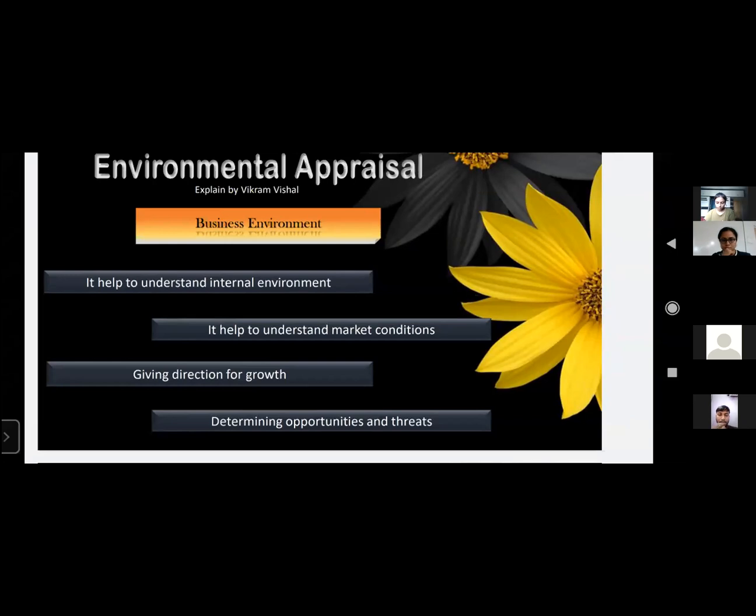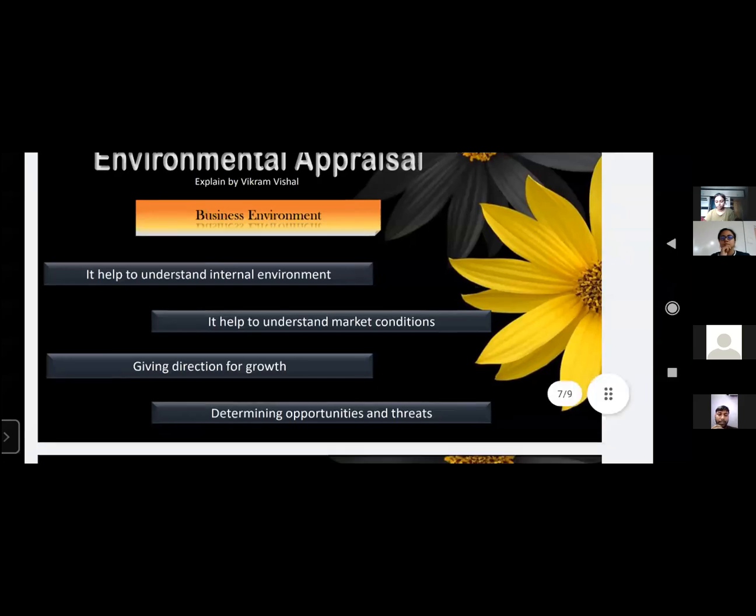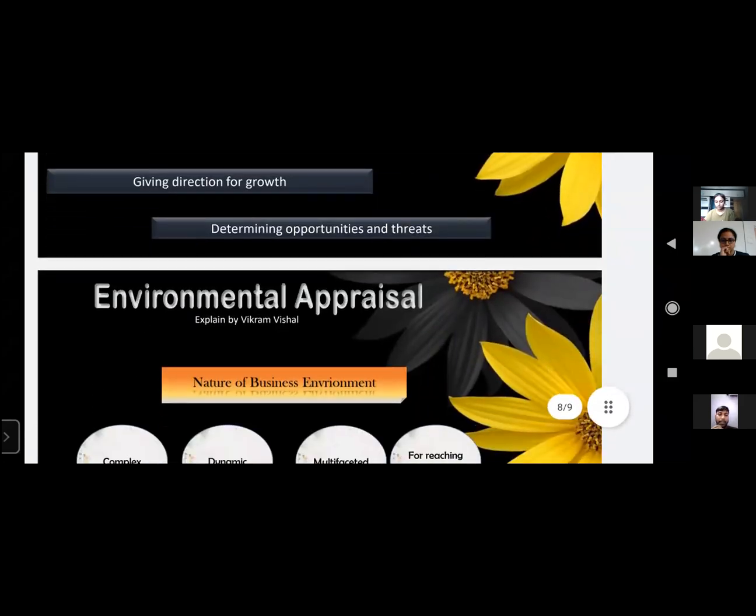There are 4 points in the PPT. First, it helps to understand the internal environment. Second, it helps to understand the market condition. Third, it gives the direction for growth. And fourth, it determines the opportunities and threats. Next slide.